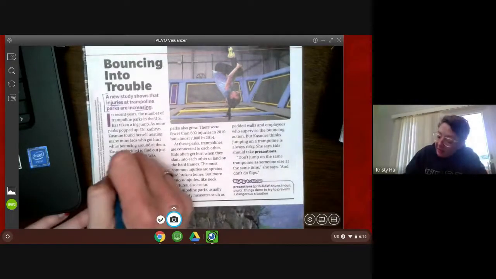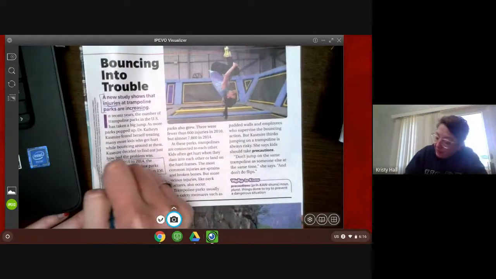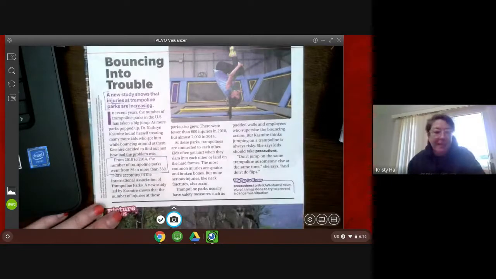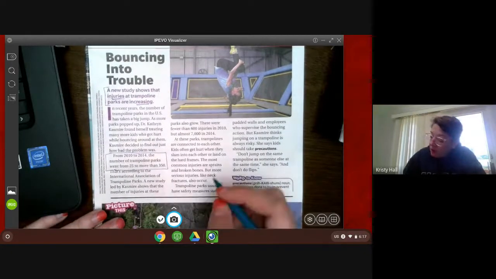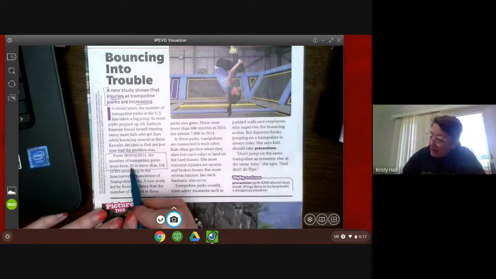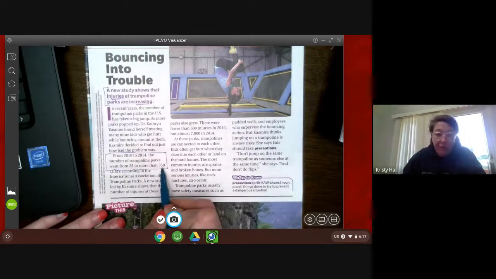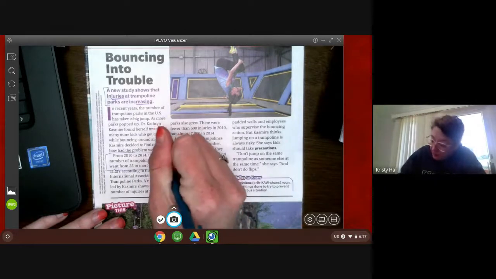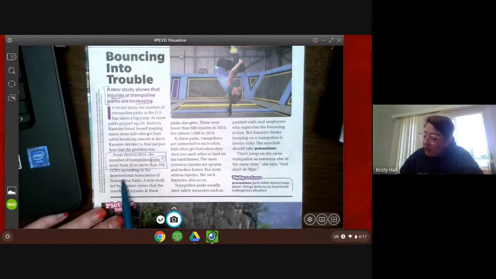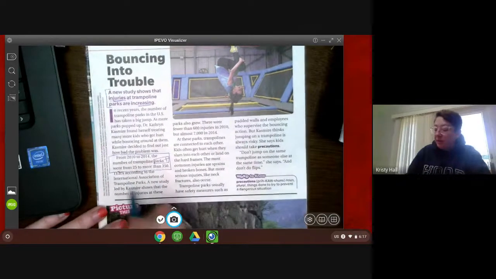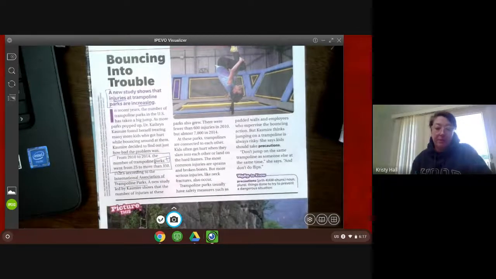So here I have a statistic. A statistic is when they give us numbers. So I can see that in 4 years, they went from 25 parks to more than 350. So that's a big increase in parks. So the parks increased. That's according to the International Association of Trampoline Parks. So it sounds like this came from a really reliable source.